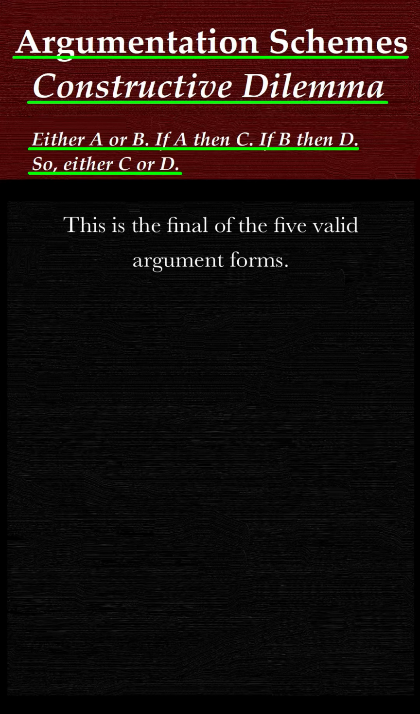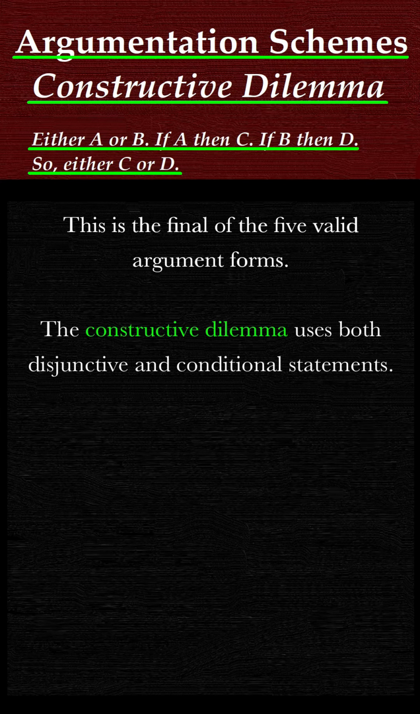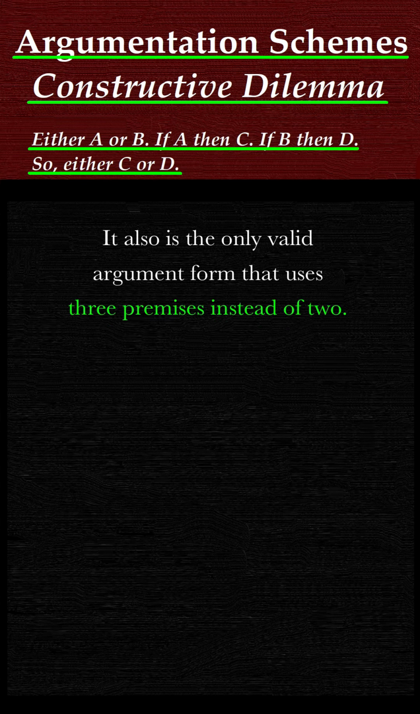This is the final of the 5 argument forms. The constructive dilemma uses both disjunctive and conditional statements. It also is the only valid argument form that uses 3 premises instead of 2.